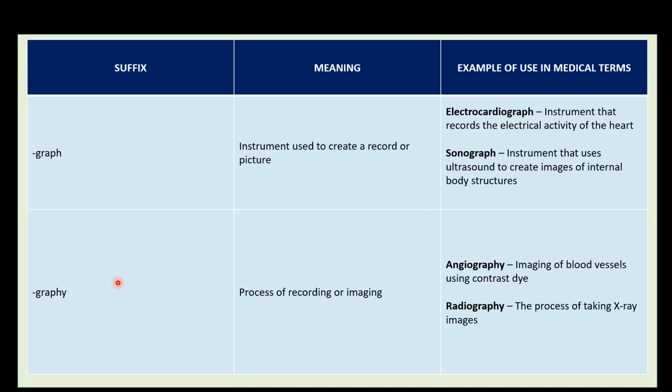So let's see the alternative, that is graph. Although it is a bit different, it is somewhat related to creating pictures and records. So graph means an instrument used to record or picture. Here we are talking particularly about the equipment or instrument, like electrocardiograph, which is an instrument that records the electrical activity of the heart.